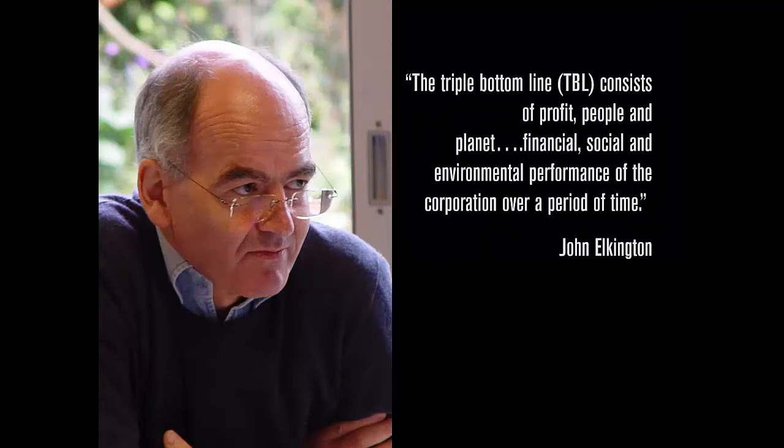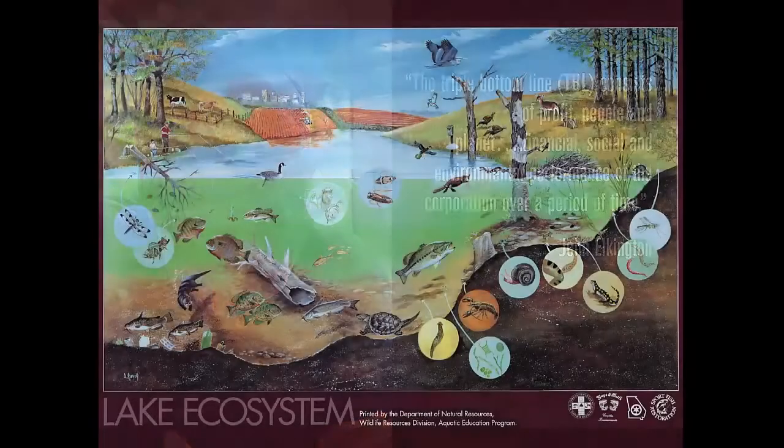So, in other words, what we have to think about is the economic viability of a concept or an idea or a corporation. We have to think of the social justice that is important, and we have to think of the environmental responsibility. These three components together make up the triple bottom line and make up what sustainability is all about.